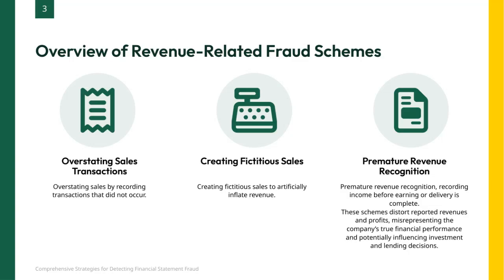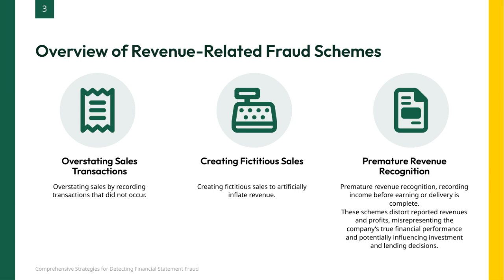Let's talk about some common revenue-related fraud schemes that companies might use to manipulate their financial results. First, there's overstating sales transactions, which means recording sales that never actually happened. This inflates the revenue numbers without any real business activity behind them. Next, creating fictitious sales takes this a step further by generating entirely fake sales records to make the revenue look higher than it truly is.